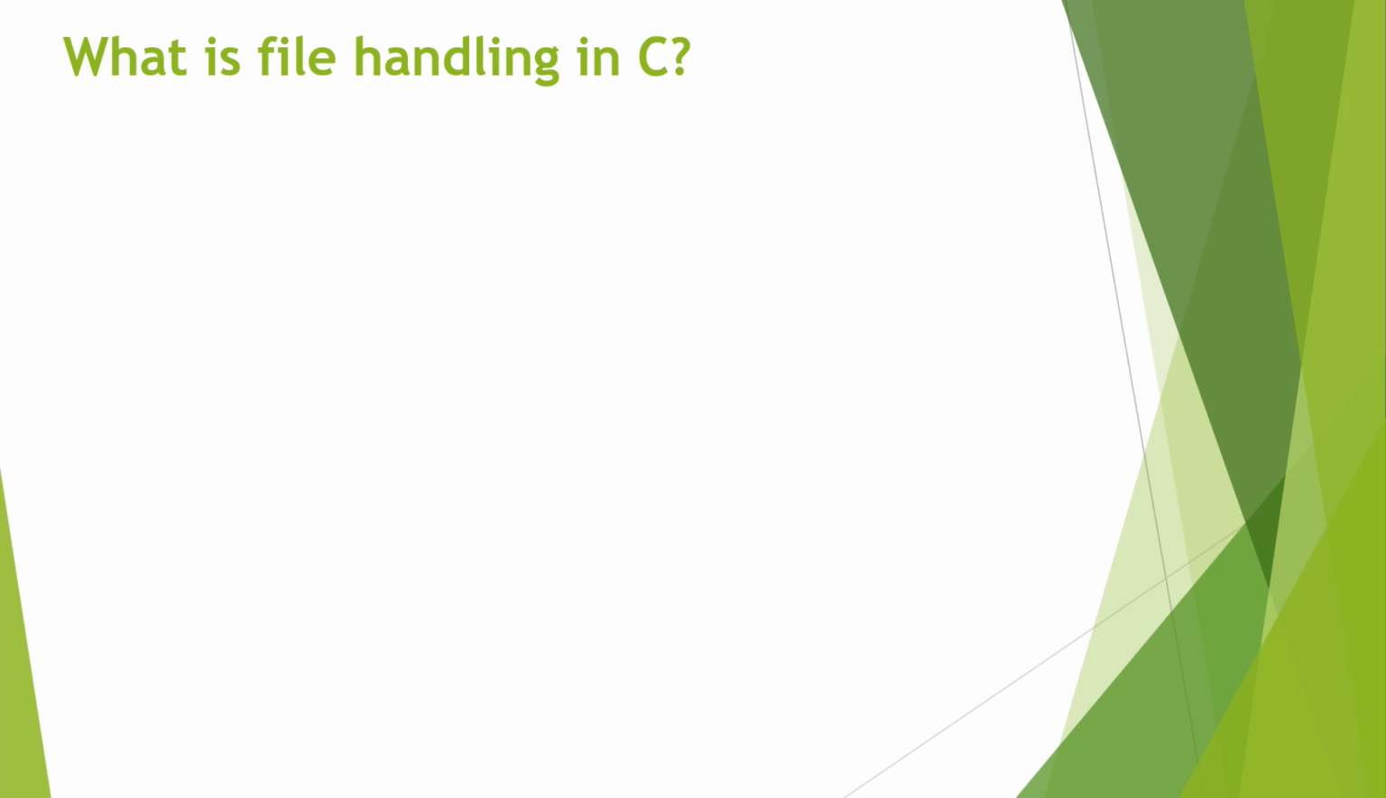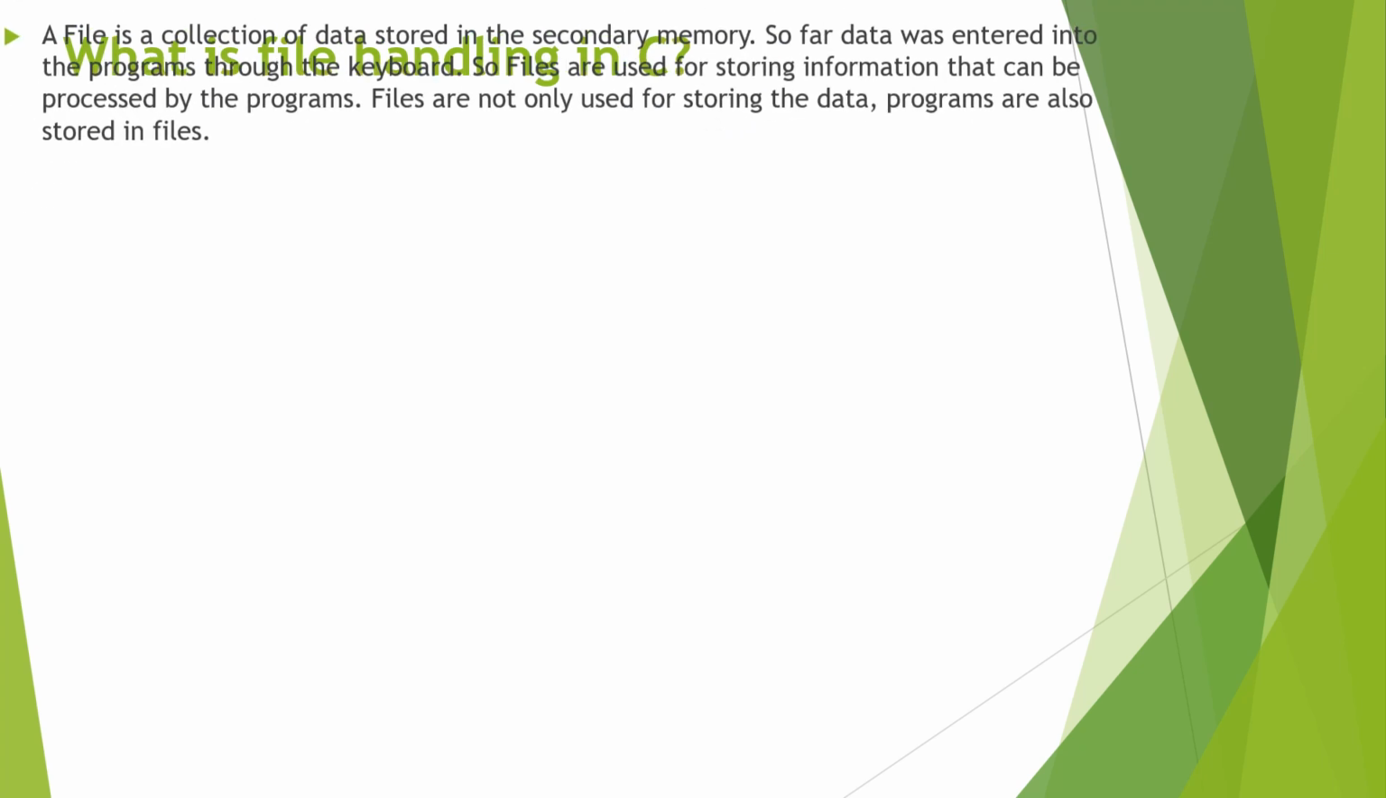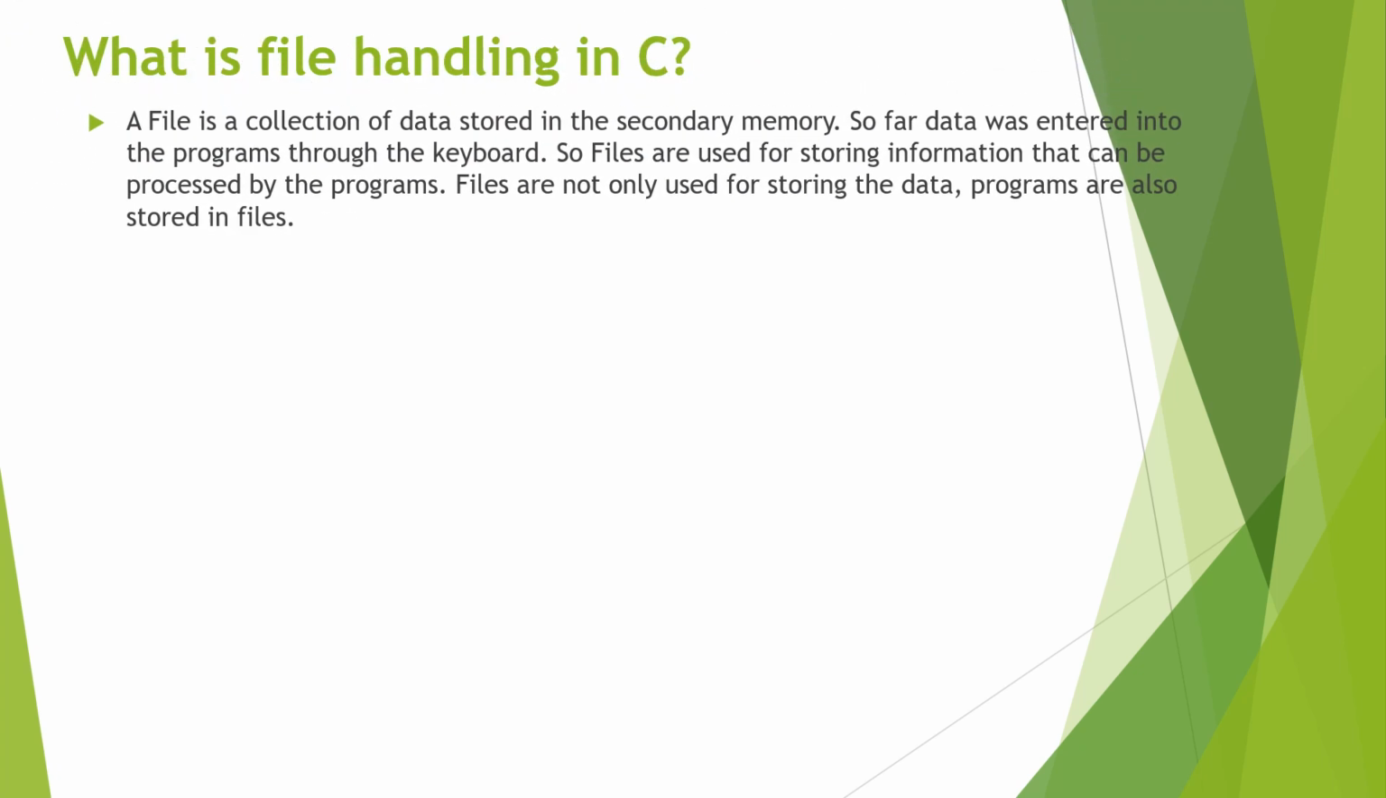Now the first question arises, what is file handling in C? Basically, a file is a collection of data stored in the secondary memory. So far, data was entered into the program through the keyboard. So files are used for storing the information that can be processed by the program. Files are not only used for storing the data, programs are also stored in the files.